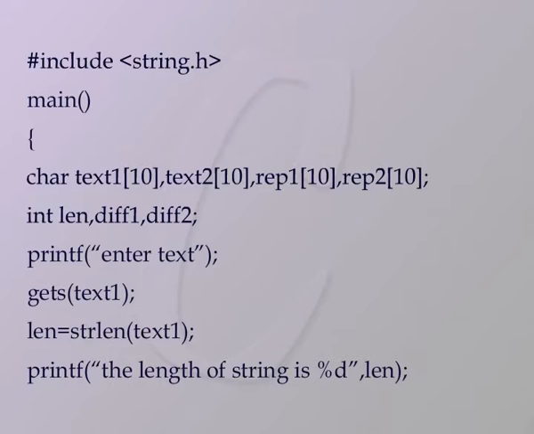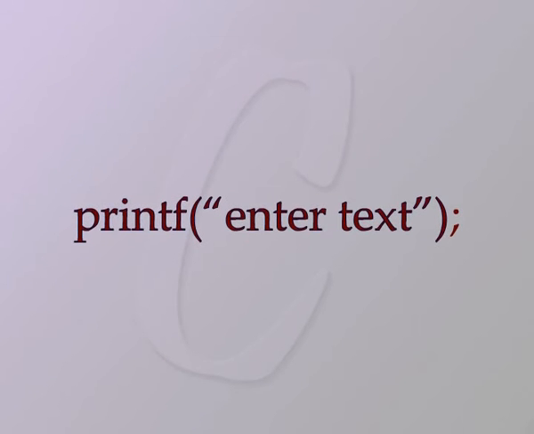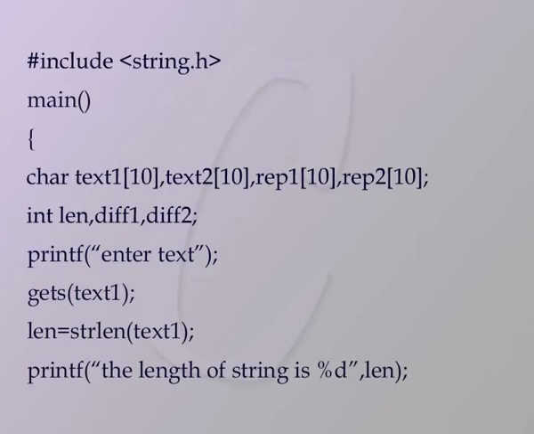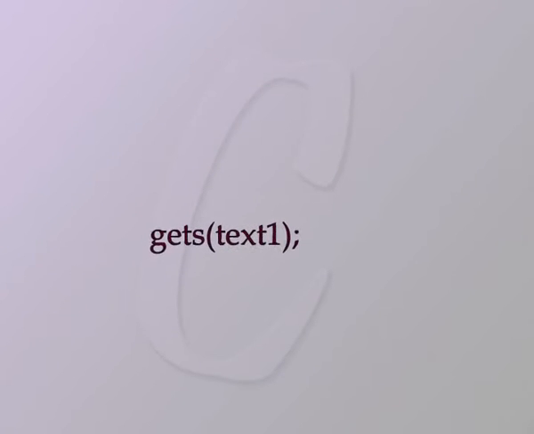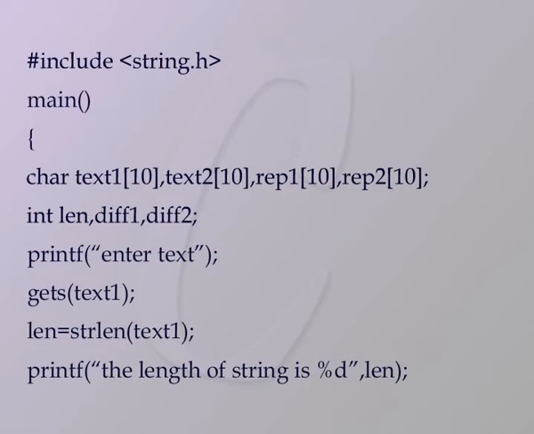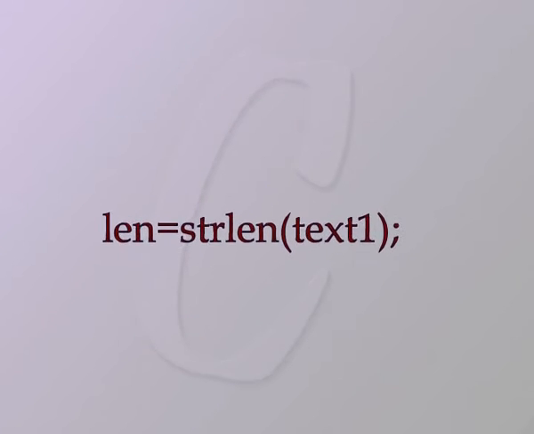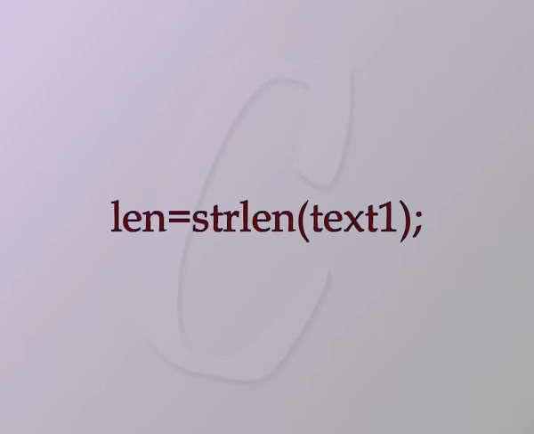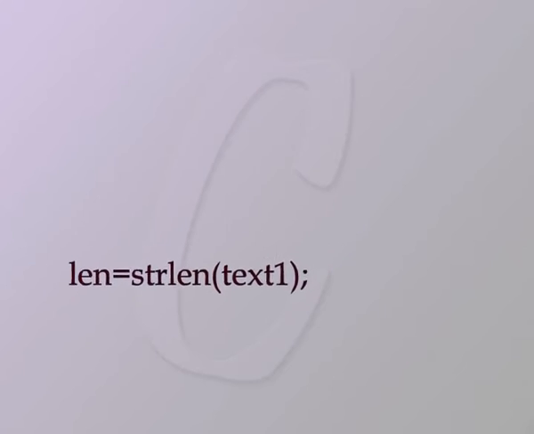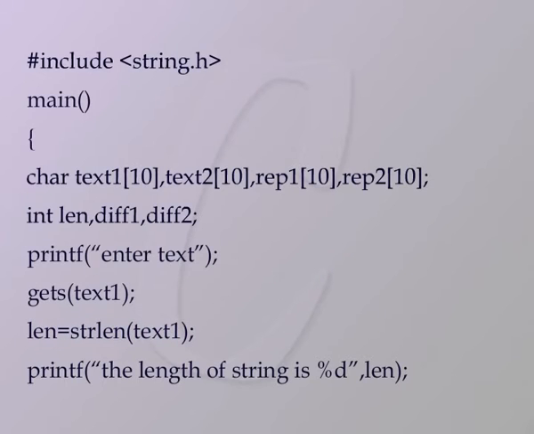Next I am printing, enter the text. Now here the text I have entered is good, and remember the first letter is a capital G. So gets is to get the text. Now to get the length of this function, what am I doing? String length of this text1, and into this collecting variable, which is of type integer. So this will just return the length of this text that I have entered.